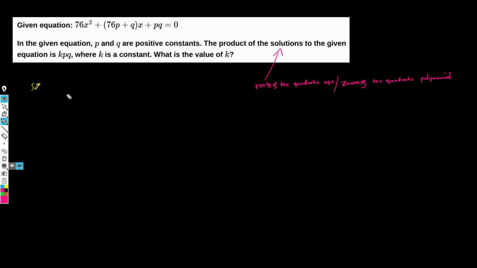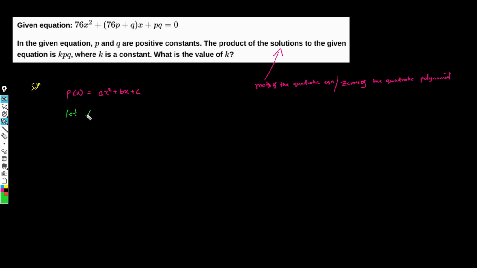Now, the standard form of a quadratic polynomial, say p of x, would be ax square plus bx plus c. We know the relation related to the sum of roots and the product of roots. There is a relationship between the zeros and coefficients, or in other words, the roots and the coefficients. Now, what are the coefficients here? The coefficient of x square is a, the coefficient of x is b, and the constant is c.